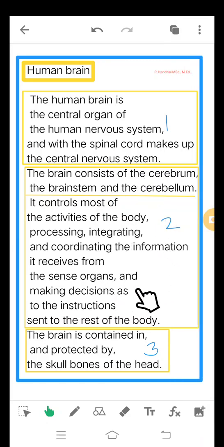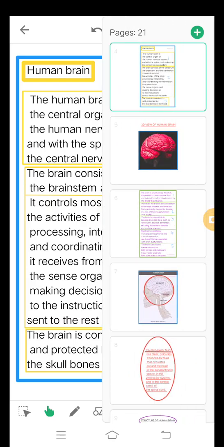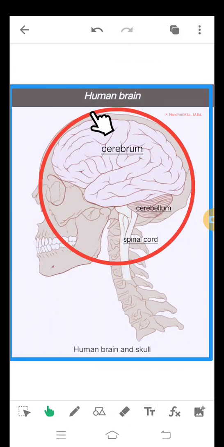Then all body activities are controlled by the human brain, such as processing, integrating, and coordinating the information it receives from the sense organs and making decisions as to instructions sent to the rest of the body. Then final point, the brain is contained and protected by the skull bones of the head. Inside the head portion there is the skull. This skull protects our human brain.